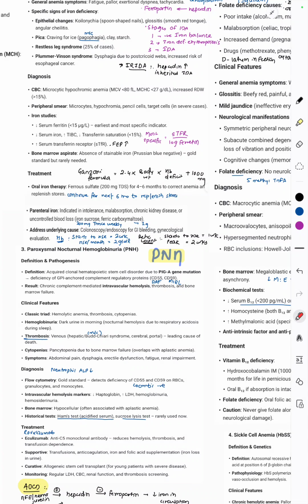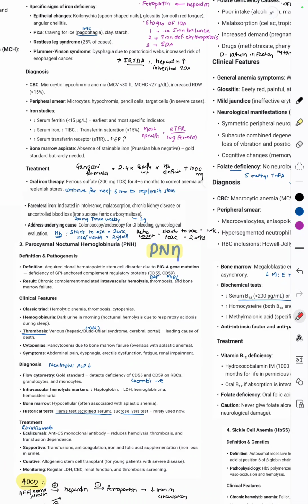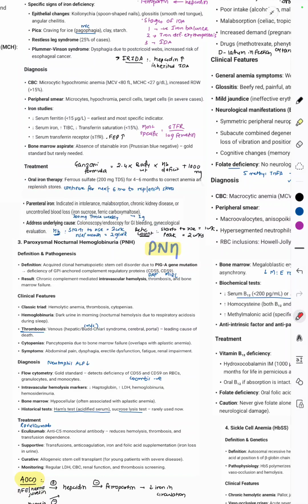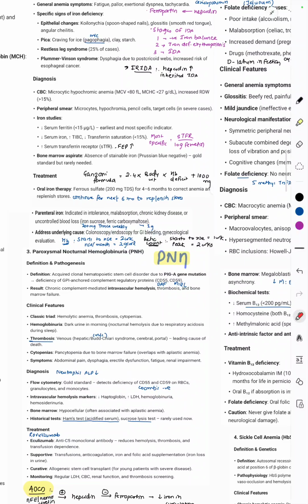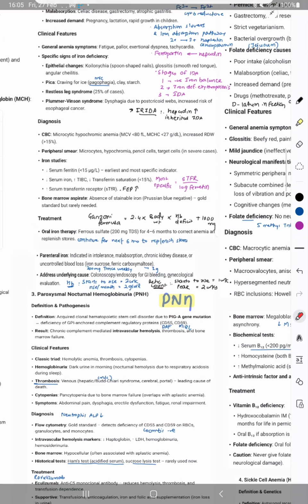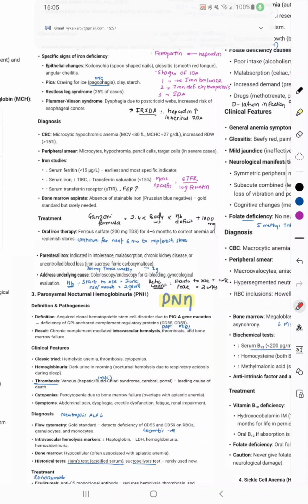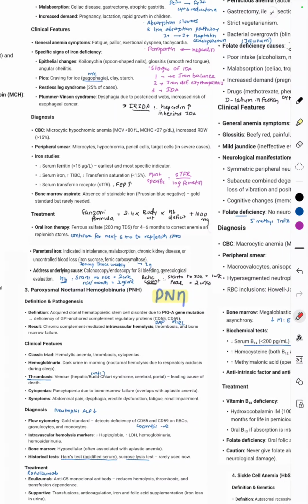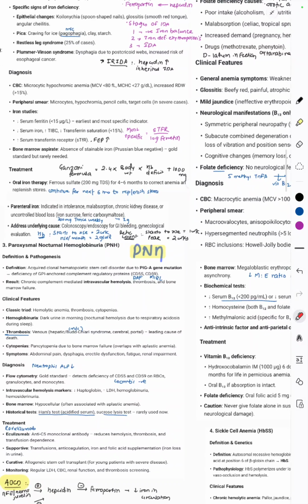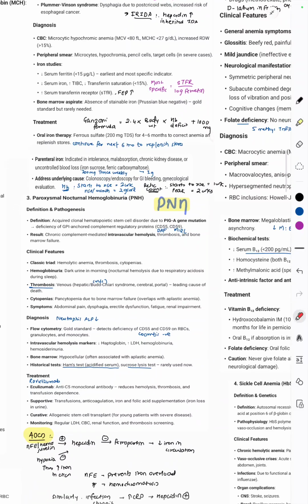Then treatment is by oral iron therapy, parenteral iron therapy, or addressing the underlying cause. Oral iron therapy consists of ferrous sulfate 200 mg TDS for 4 to 6 months, and parenteral iron therapy is iron sucrose, which is given thrice weekly, or ferric carboxymaltose. Now the formula is called Ganzoni's formula. It is 2.4 into body weight in kg plus 1000 or plus 500 mg to replenish the stores.